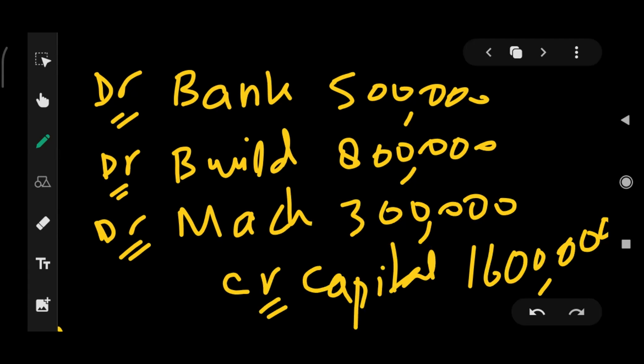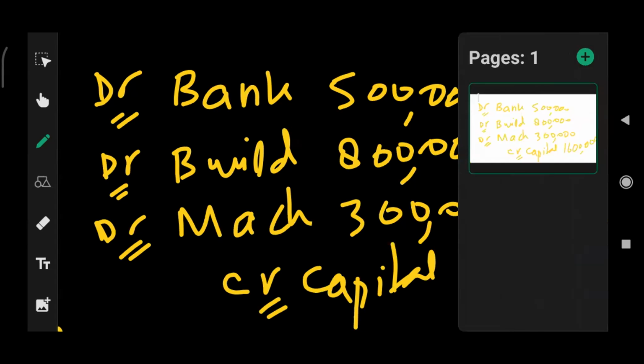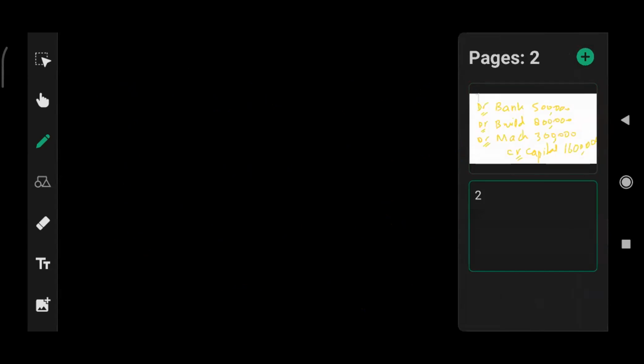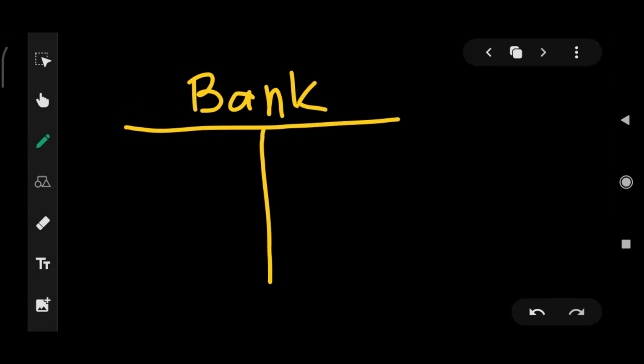You can get a screenshot of this transaction, or you can write it in front of you, so that I can erase it from the current screen, and I will add another page. Okay, moving to the second page. What I will do, I will post this transaction. First, it's a debit bank 500,000. I will create a T account of bank. So how is an account created? You just write the word bank and put a T under it. Now it's a T account.